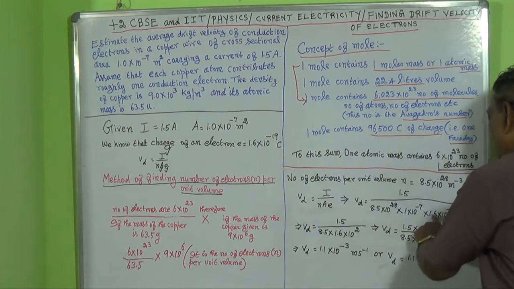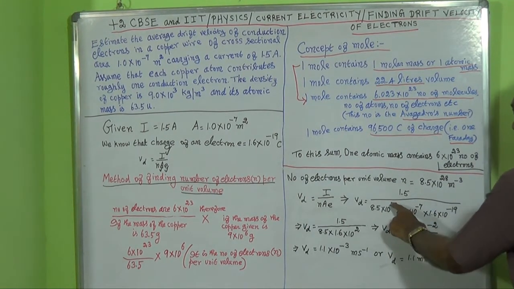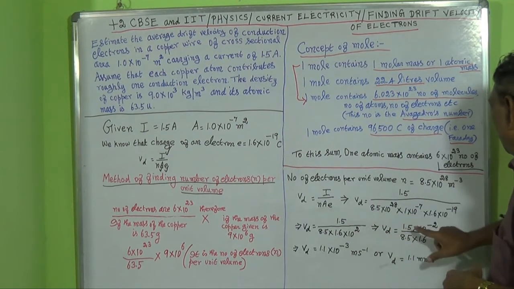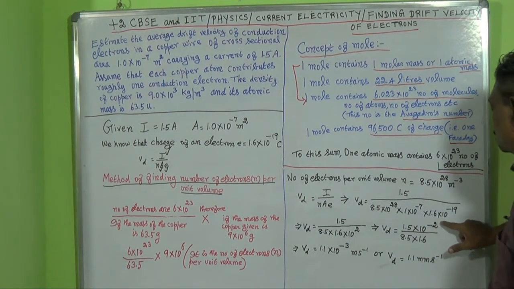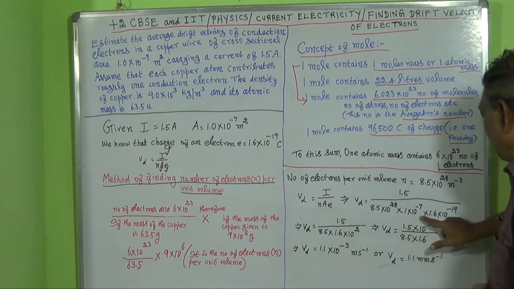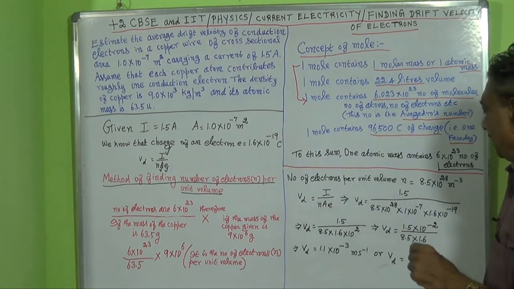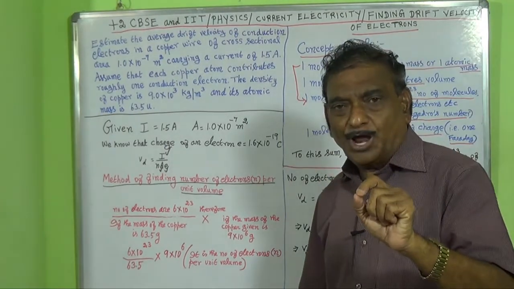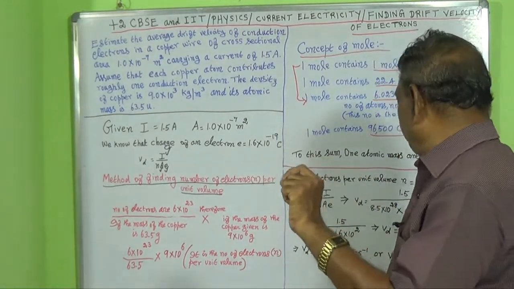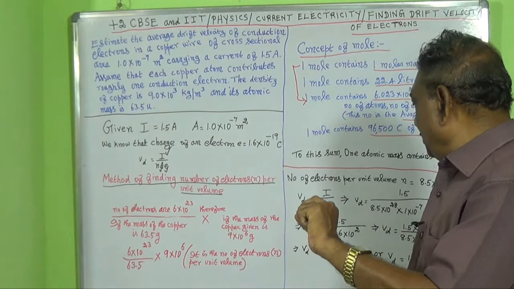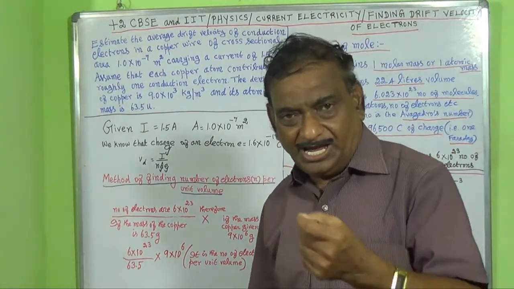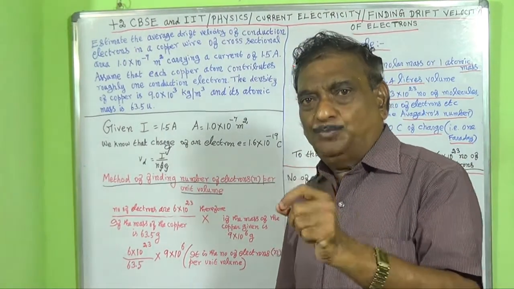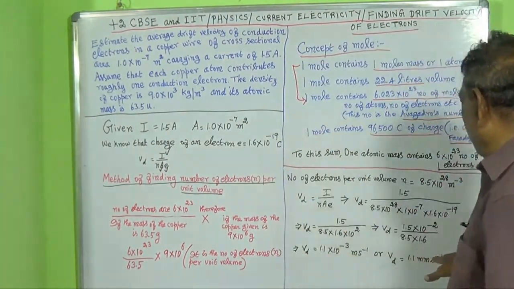Because if the bases are the same, the powers can be added. If we bring the 10 to the power of 2 to the numerator, it will become 10 to the power of minus 2. If we calculate this data, we will get the drift velocity as 1.1 into 10 to the power of minus 3 meter per second. If we say in millimeter, the drift velocity calculated is 1.1 millimeter per second.